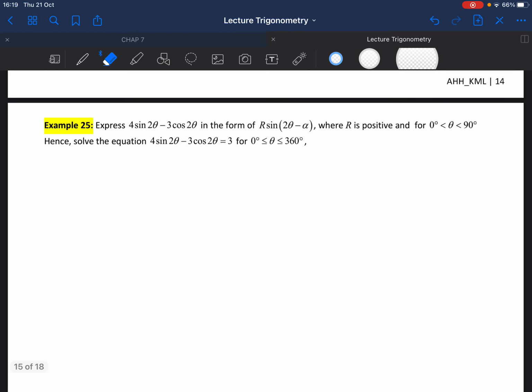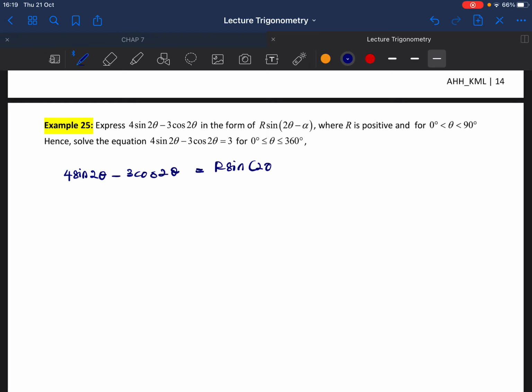Okay, sama soalan ni. Alright. So, kita ada 4 sin 2 theta minus 3 cos 2 theta. Kita letkan equals to r sin 2 theta minus alpha. Okay, and then we are going to work on this part of compound angle.